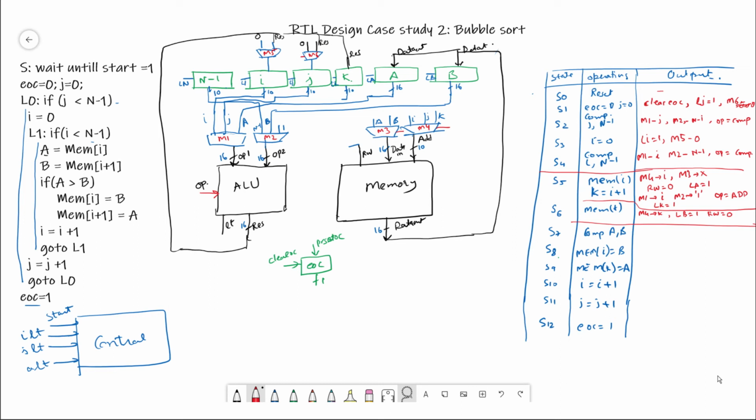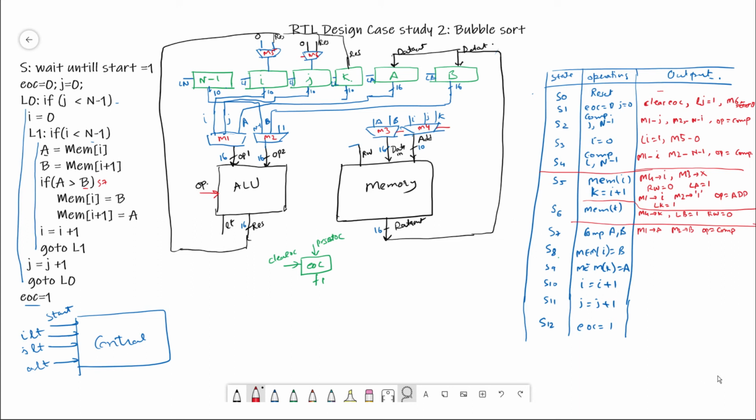In the S7 state we are doing a comparison. So in S7 we are comparing A and B, so M1 will select A, M2 will select B, and the operation is going to be compare. There is no writing happening, so none of the L signals would be 1. Based on LT, my control will decide whether we go to the S8 state or the S10 state.